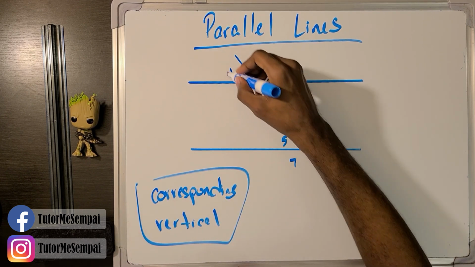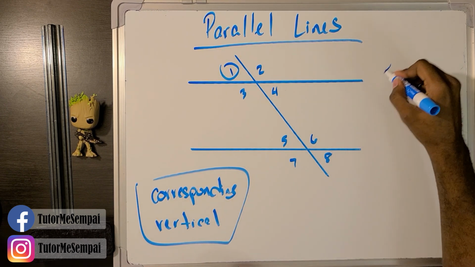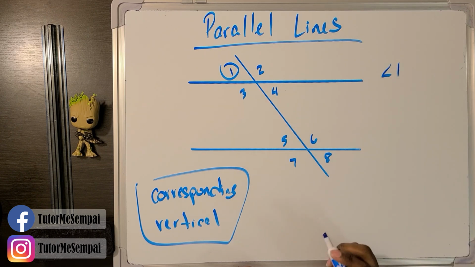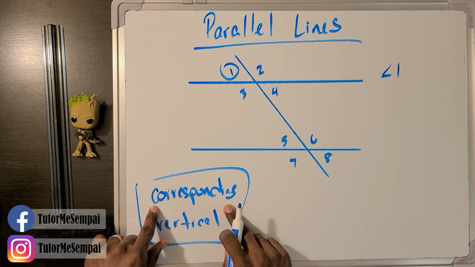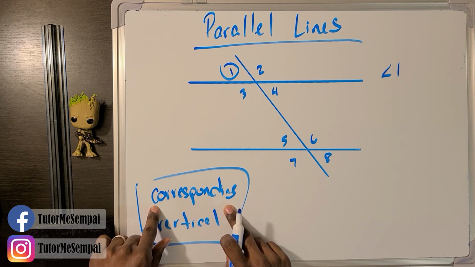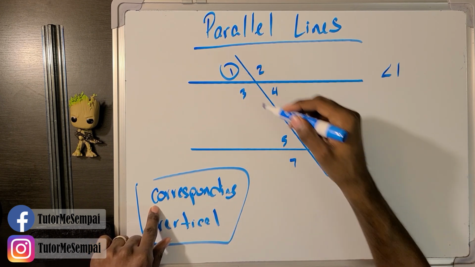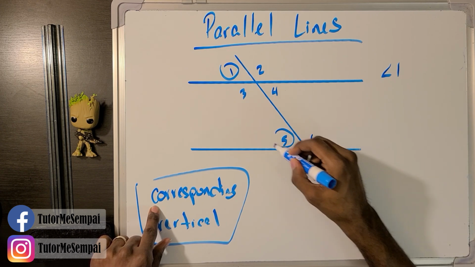So let's start with angle 1. If we start at angle 1 and we're trying to figure out what angle is corresponding with 1, what do we have? Corresponding to 1, we have angle 5. So I'm going to circle angle 5 here.